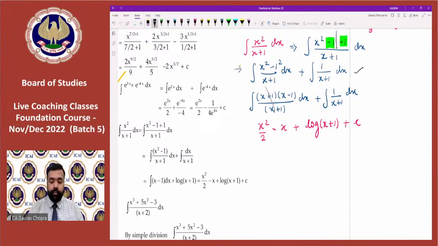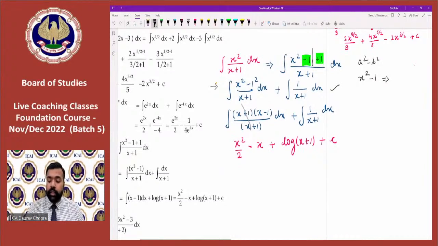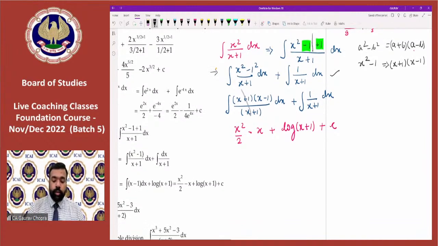This we had done. Now, since we have x squared minus 1 in the numerator, we can apply the identity of a square minus b square. It is simply a plus b multiplied by a minus b. So we can write x plus 1 and x minus 1. That's why we have written x plus 1 and x minus 1.